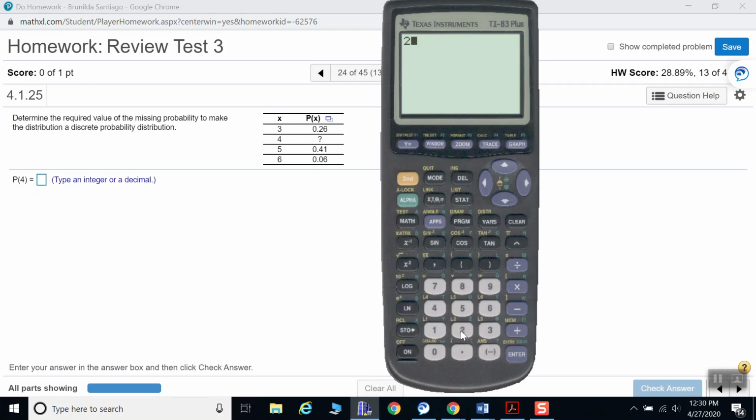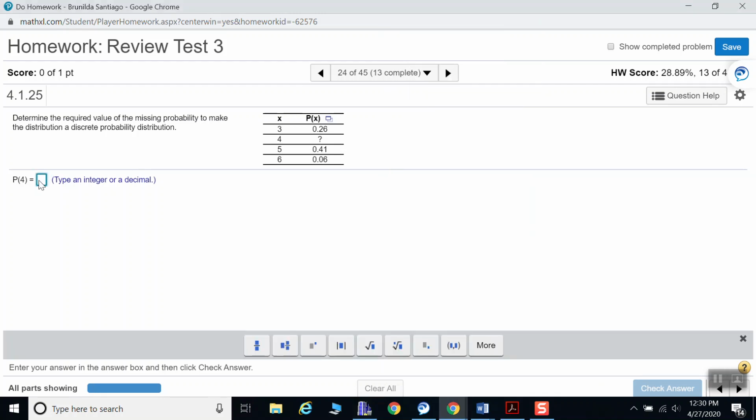So in order to find the probability, all we have to do is add. There's more than one way of doing this. I can add the given probabilities, and then I will be subtracting the sum that I am getting from 1, because once I have the probability of 4, they have to add up to 1. So 0.73, so I will do 1 minus 0.73, and that will give you the probability of 4, in this case 0.27.